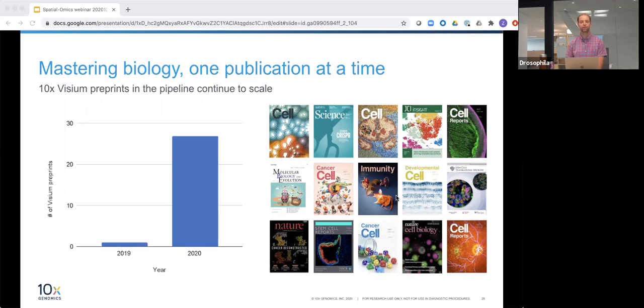So this is just Visium. We released this only about 11 months ago. And there were a couple of preprints in 2019 within a few months of us launching, out to 26, 27 so far this year in 2020. And these are all pretty exciting papers that we're really looking forward to seeing published.